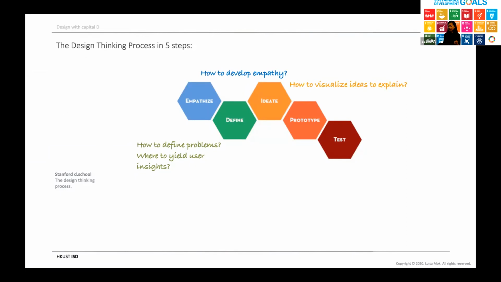Because when you talk about sketches, drawing in the art sense is very different from sketching for generating ideas. They are two different approaches. And how about prototype? What to prototype and how to prototype? Are we talking about prototyping to refine a solution, or prototyping to find more problems, to develop more understanding with users? And also test. When and where to test? Are we testing in the lab or are we testing in the field?